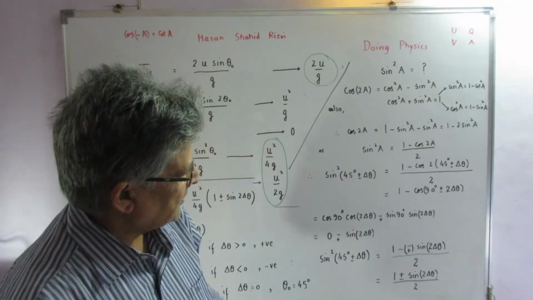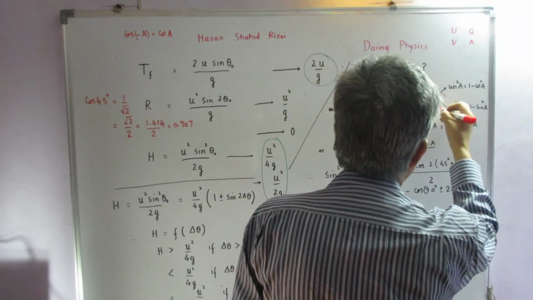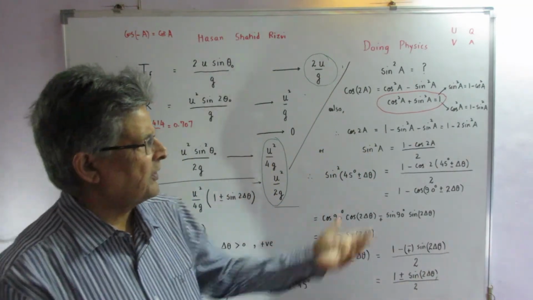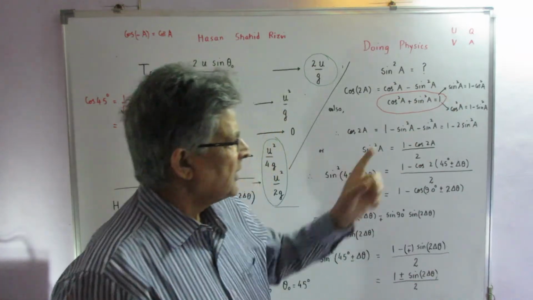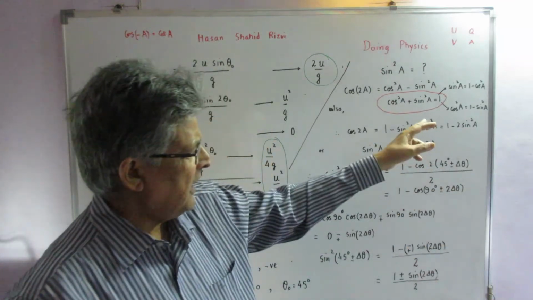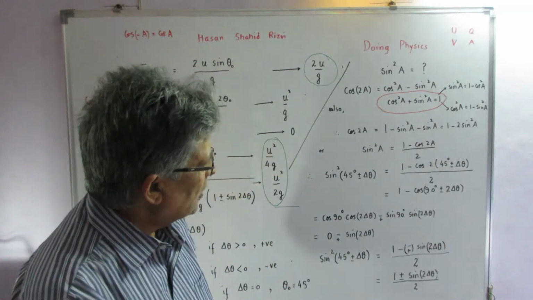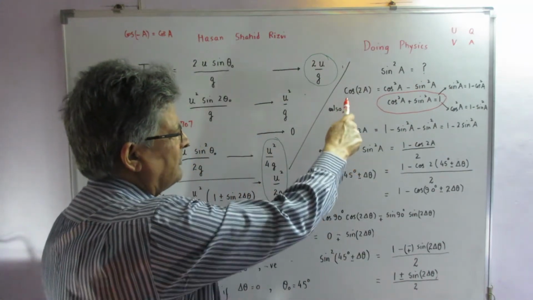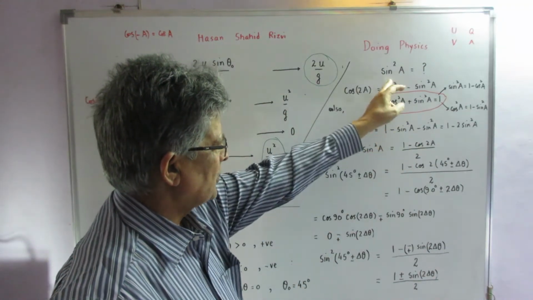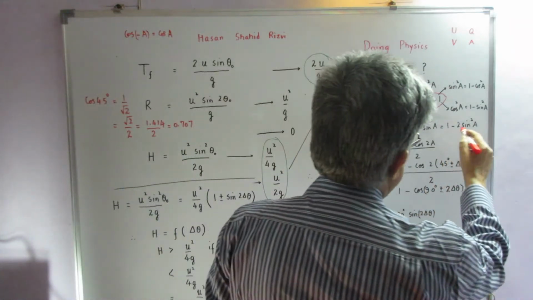Now along with that, our identity that sine square of a plus cos square of a is equal to 1. We get two results, that sine square of a I can write as 1 minus cos square a, and cos square of a I can write as 1 minus sine square of a. So I can write from here the value of cos of 2a as equal to 1 minus sine square of a, which is cos square of a, minus sine square of a, and so I get it as 1 minus 2 sine a.